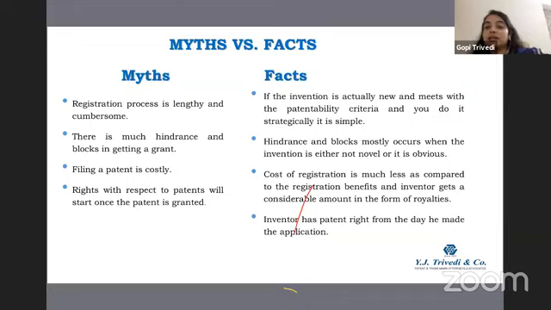Another myth is filing a patent is costly. I would say the cost is really less as compared to what the benefits one gets eventually. And rights of the patent will start once the patent is granted. This is a very prominent myth. The reality is the rights of the patent starts once the patent is filed. Right? So few myths and facts I've tried to summarize here.